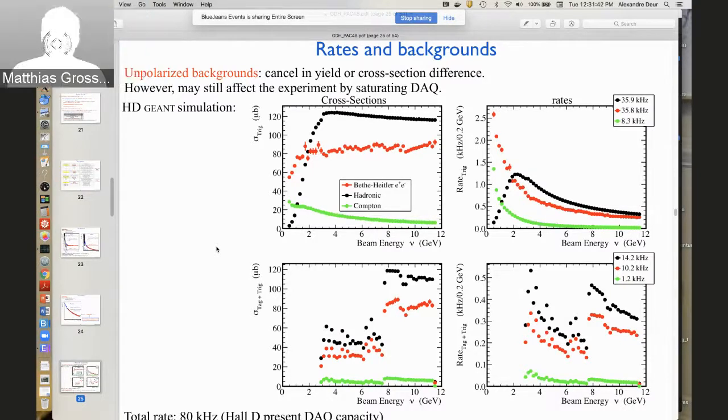It's something we check during the run to make sure that this is not occurring. There's no effect. Thanks.